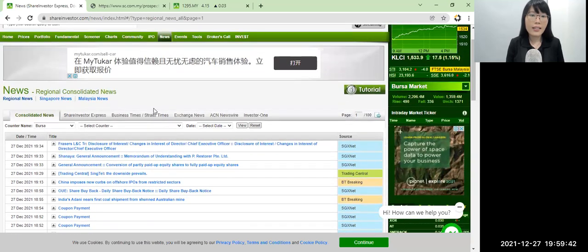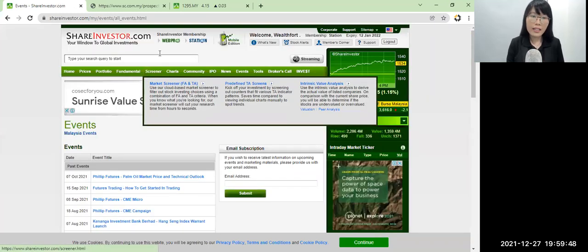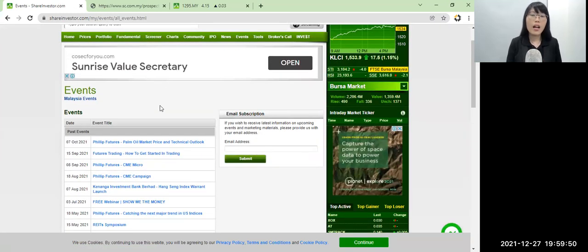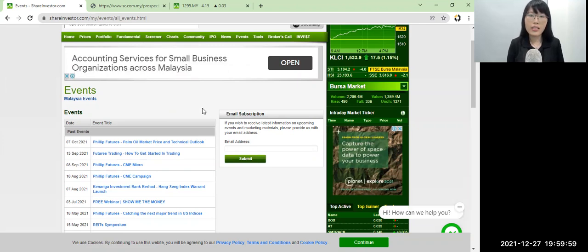Next is the events feature. Based on this, you can see a lot of events. If you wish to receive the latest information on upcoming events, you can put your email address here and submit. Then you will receive notifications for upcoming events.